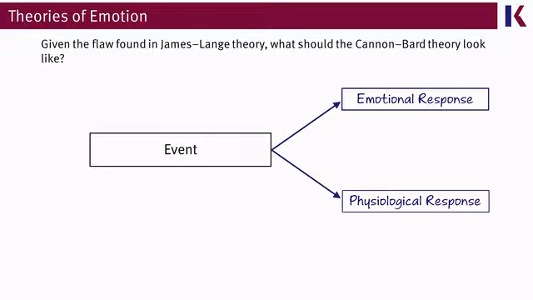In total, their theory still contains all three components of James-Lange theory, but the relationships between those different parts have changed. Instead of a first and second response to an event, there's now just one response, the generation of emotion and physiology at the same time as separate occurrences.